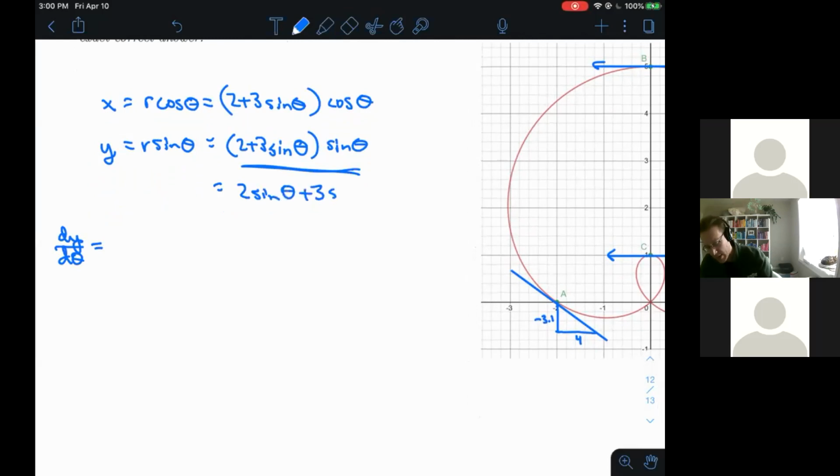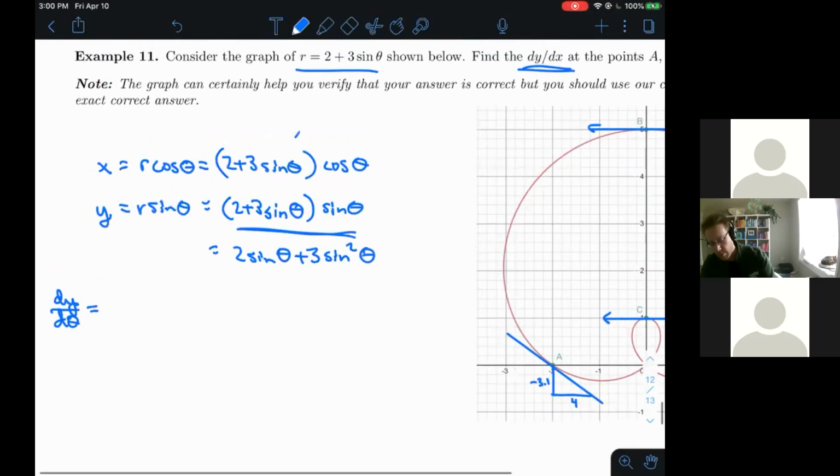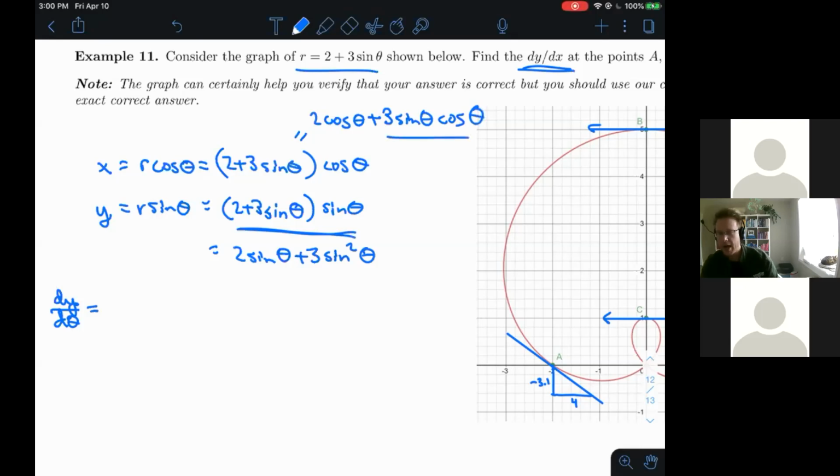I'm just expanding this out. I think it's going to be a little bit easier to take the derivative of. And likewise, I'm going to maybe awkwardly work up here. If I go ahead and expand this out, I get 2 cosine theta plus 3 sine theta cosine theta. I don't know, maybe that one's not going to be too much better. I still see that there's a product rule. I haven't really gotten rid of the product rule for that one, but maybe it'll be better.